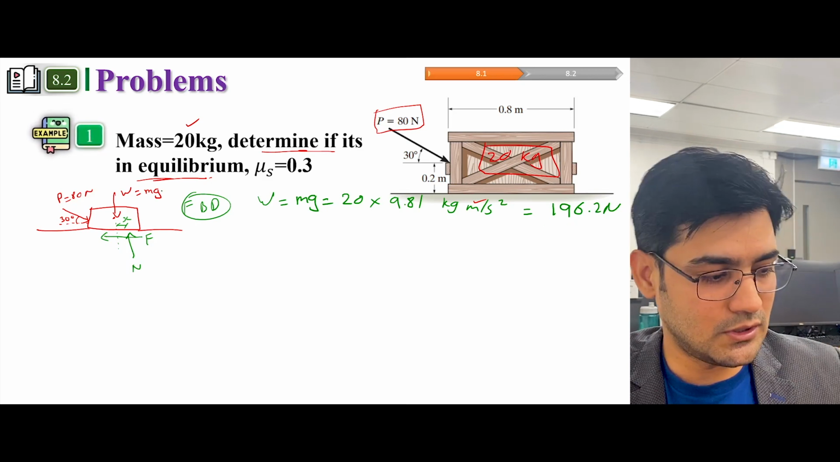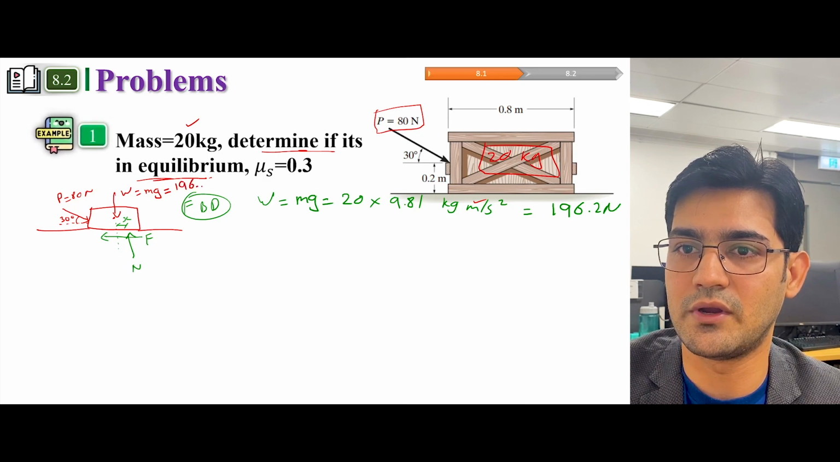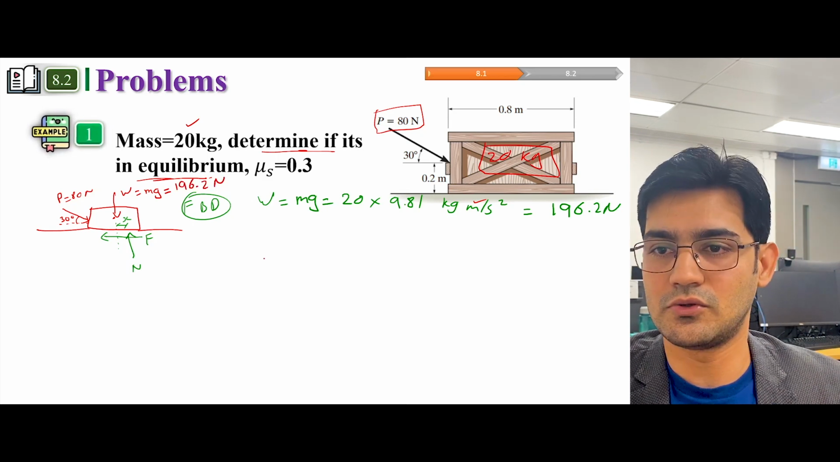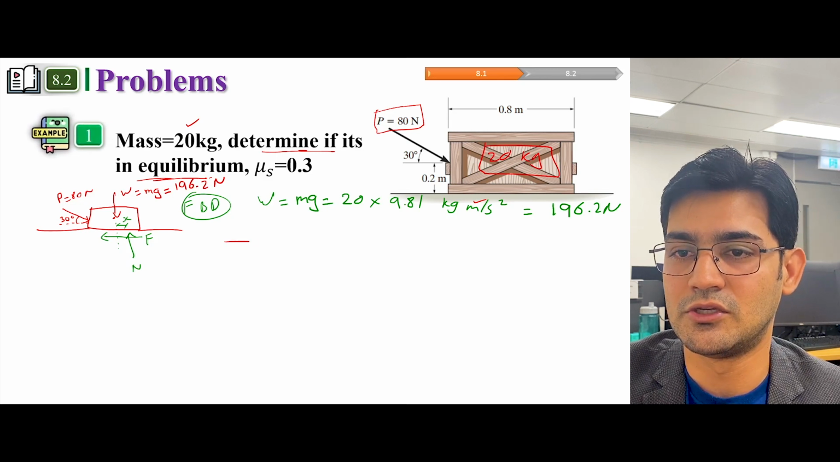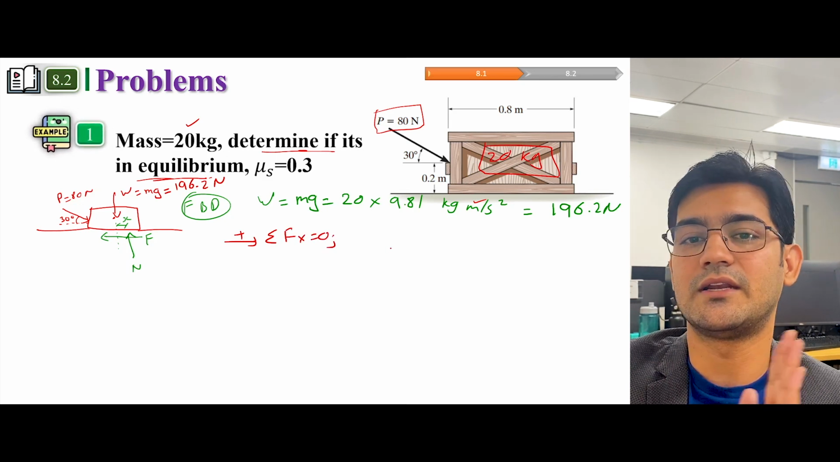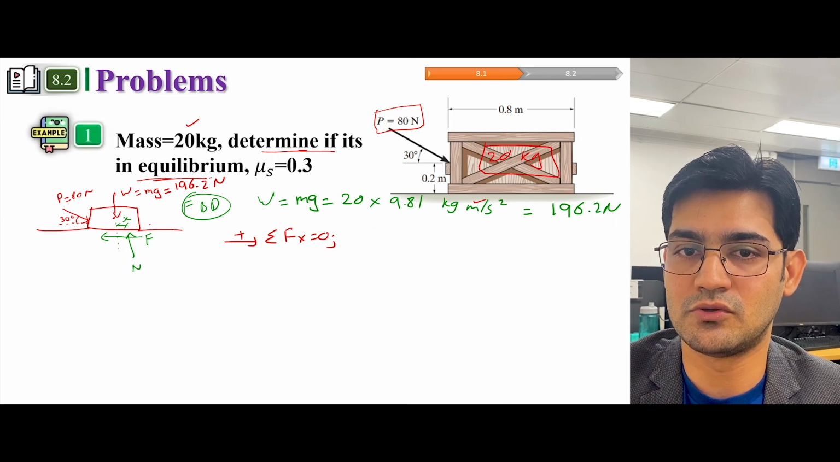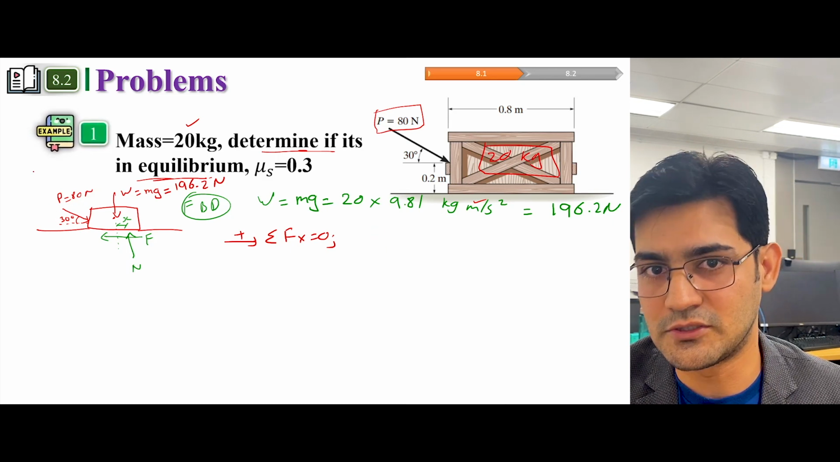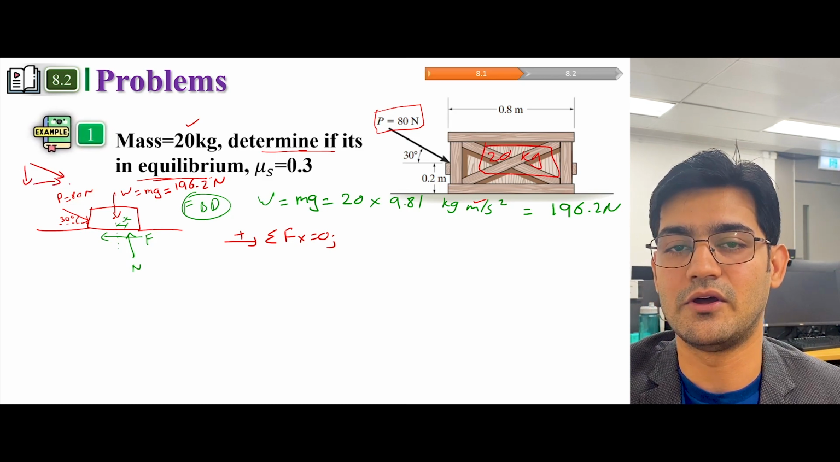So the weight is 196.2 Newton. So let us use the equilibrium equations. The first equation is summation of forces on x is equal to 0. So all the forces which are acting on the x-axis, we will consider here. There are two components of this load. One component is acting down, another component is acting horizontally.